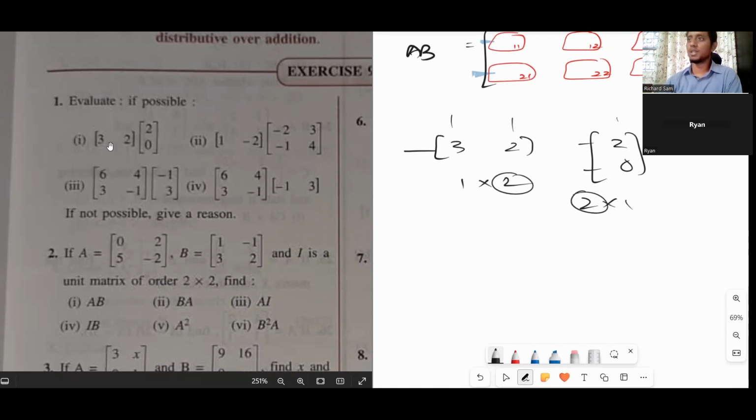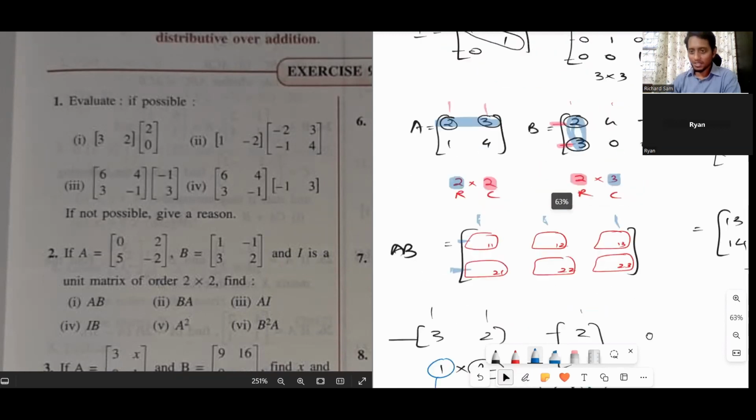See, they're saying if possible. That means some of them are not possible. So before you multiply, you first check if these two numbers are same. If it's not possible, you write there multiplication is not possible. If it's possible, then you multiply and give the answer. Now your resultant matrix will be of which size? 1 by 1. Correct, no?